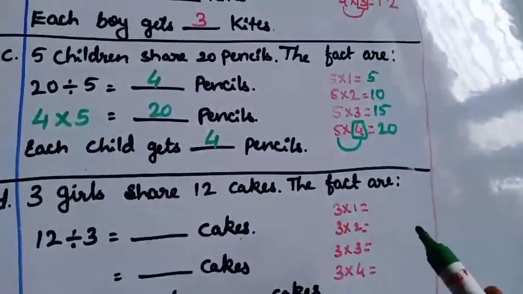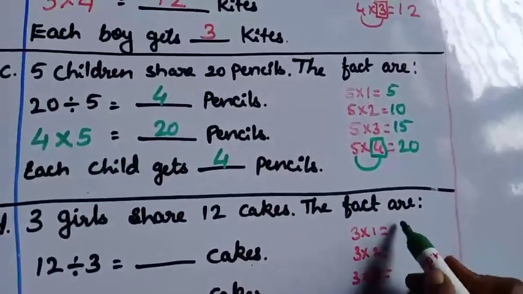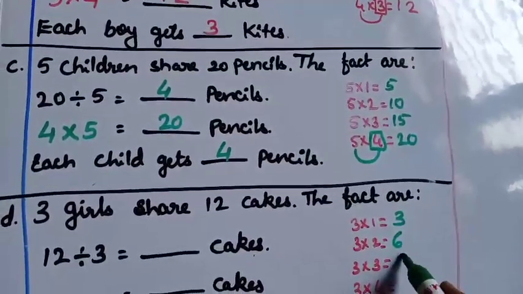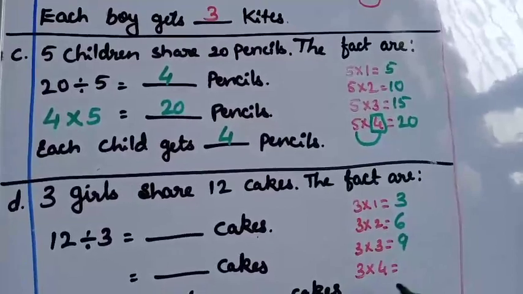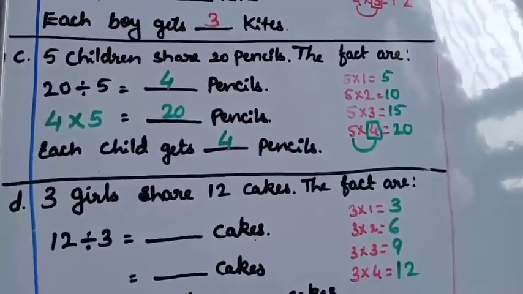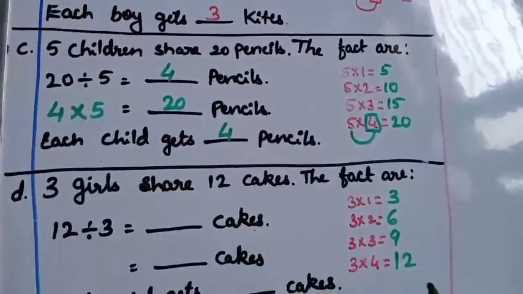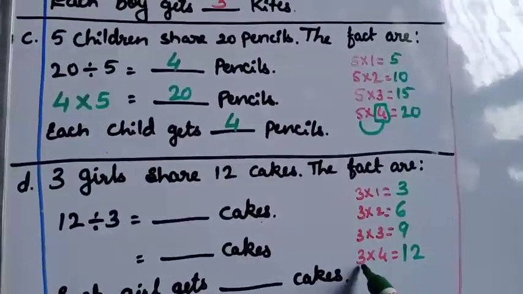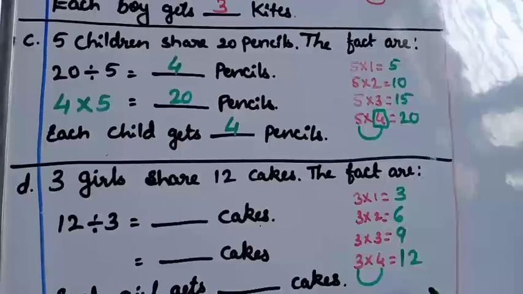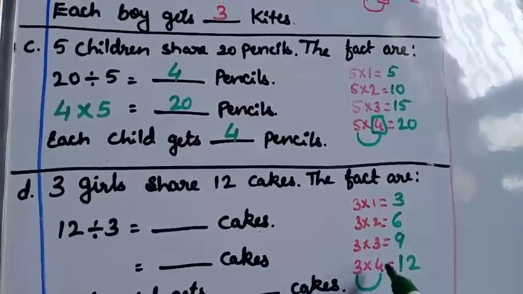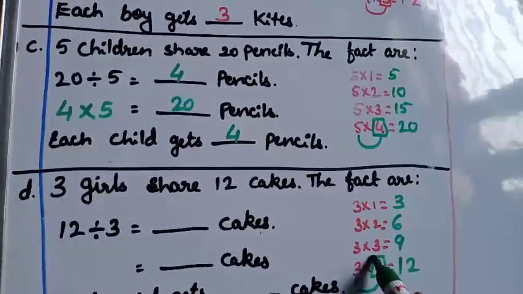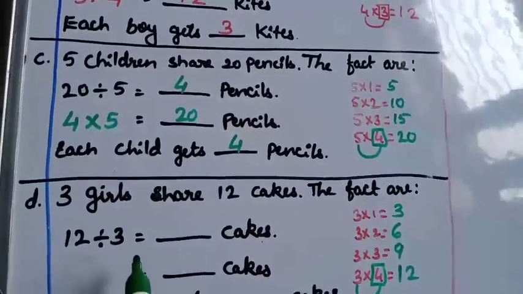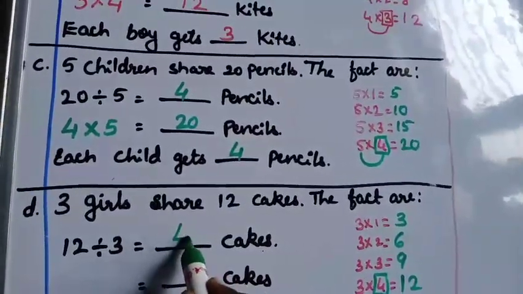So let's find out the table 3 here. 3 ones are 3, 3 twos are 6, 3 threes are 9, and 3 fours are 12. So we got the number 12. So then we have to stop. Now tell me, 3, how much are 12 you got, children? Yes, 3 fours are 12. That is the answer. So 12 divided by 3 is equal to 4 cakes.